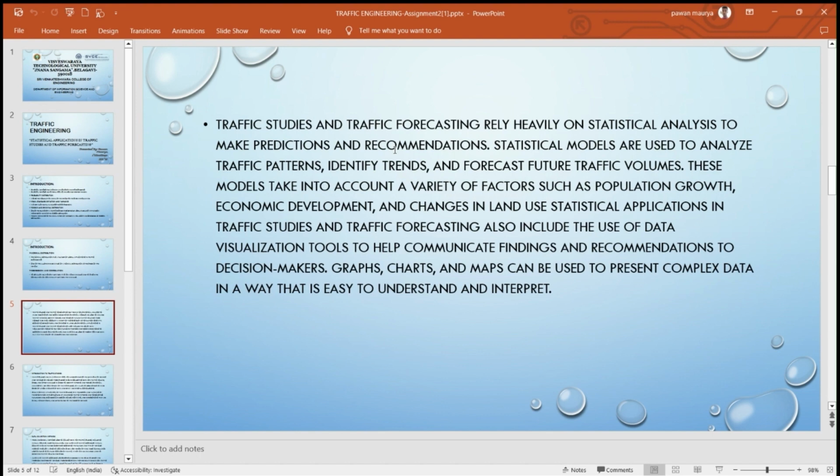Statistical application in traffic studies and traffic forecasting also includes the use of data visualization tools to help communicate findings and recommendations to decision makers. Graphs, charts, and maps can be used to present complex data in a way that is easy to understand and interpret.